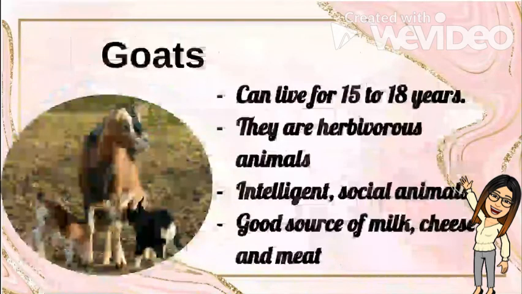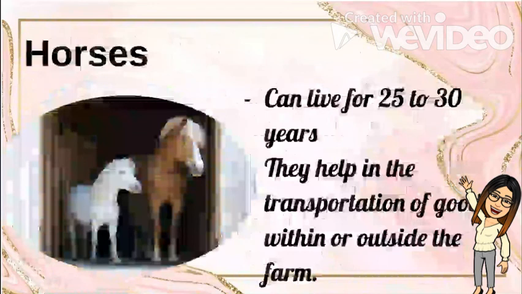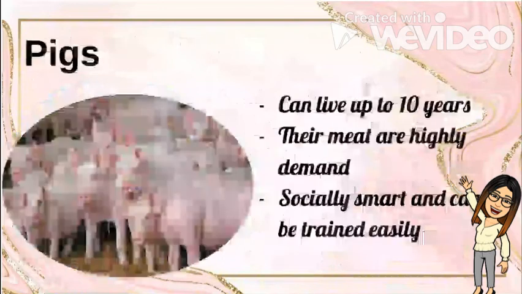Goats can live for 15 to 18 years. They're herbivorous animals, intelligent, social animals, a good source of milk, cheese, and meat. Horses can live for 25 to 30 years. They help in the transportation of goods within or outside the farm. They're very useful for transportation, just like here in Cebu, where we have what we call kalesa. They're very helpful.